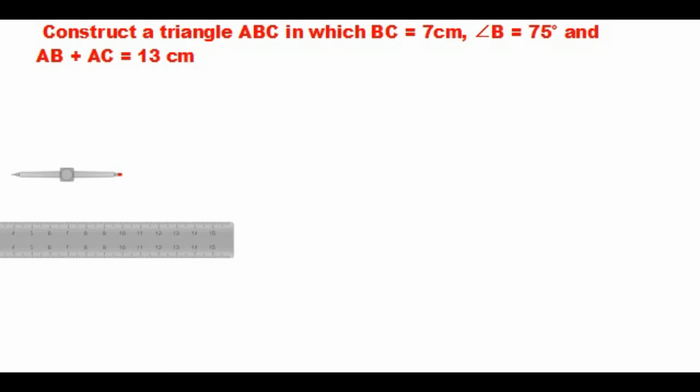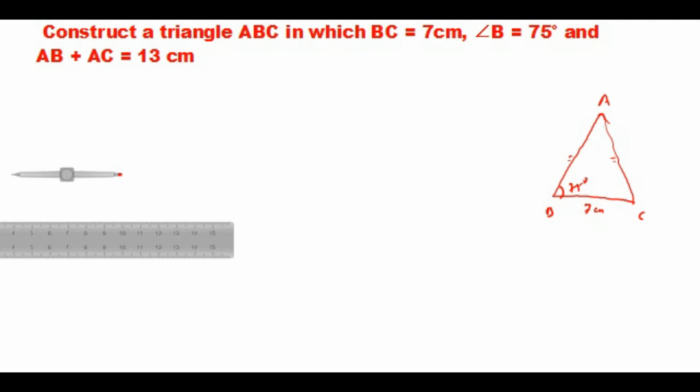triangle I am taking. This is the triangle ABC, angle B is 75 degrees. So this is a rough sketch of our triangle. This is angle B, 75 degrees. This point is A and this point is C. So this is triangle ABC in which this is 75 degrees, BC is 7 cm, and the sum of these two sides is 13 cm.